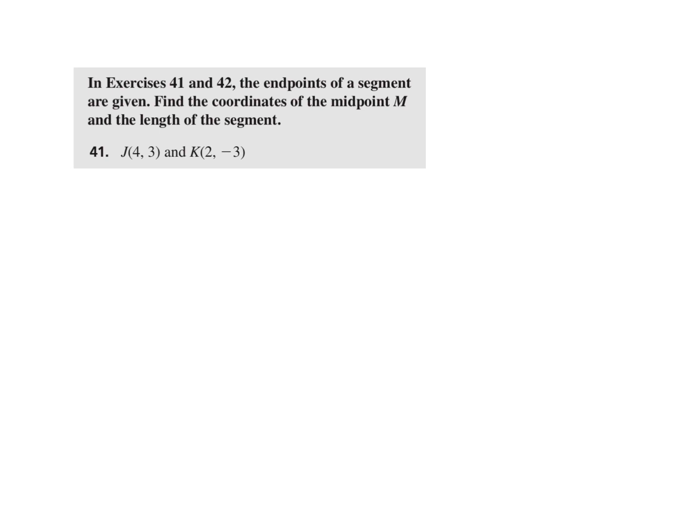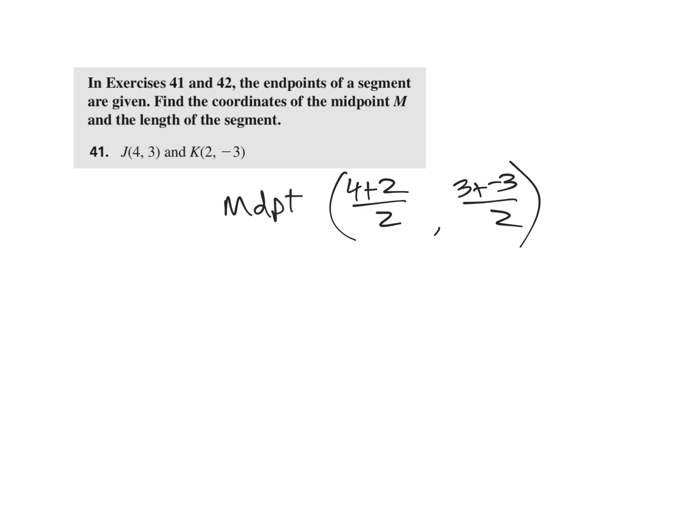All right, so the endpoints of a segment are given. Find the midpoint and the length. So there's two parts to this. So the midpoint's pretty easy. The midpoint, it would be x plus x, 4 plus 2 over 2, and 3 plus negative 3 over 2. And remember, these are coordinates. So that's 6 over 2 or 3, and 3 plus negative 3 is 0. 0 over anything is 0. So our midpoint's at 3, 0.